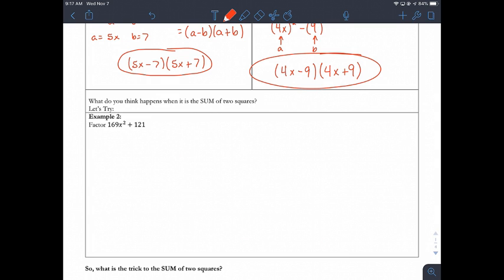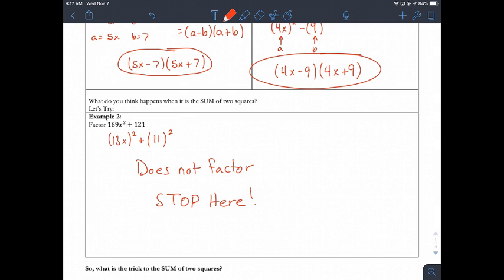Well, the sum of two squares is probably the easiest thing you'll come across, mostly because if you see that this is a perfect square, this would be 13x, all of that squared, plus 121, square root of 121 is 11. So we've got plus 11 squared. Anytime you see that you have two perfect squares added together, this does not factor. And you can stop here. So this is super simple.